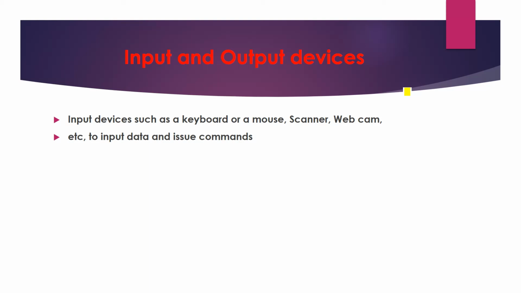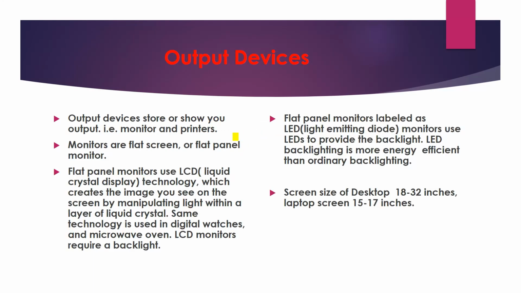Now the input and output devices. Input devices such as a keyboard, mouse, scanner, and webcam are used to input data and issue commands. Output devices store or show you output, that is the monitor and printers. These are the output devices.